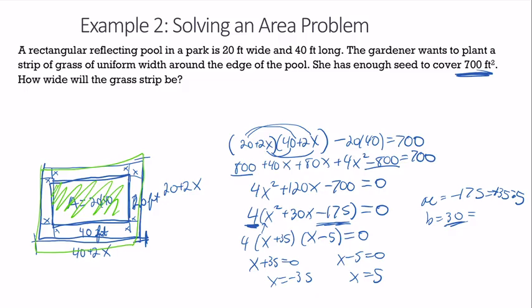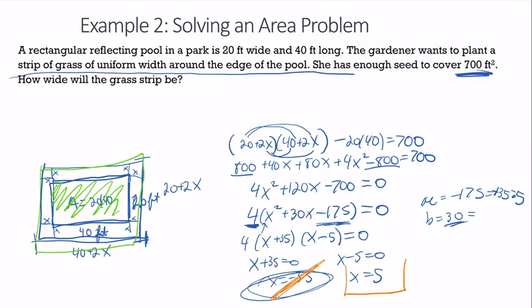Now we're trying to plant a strip of uniform grass, and we need to determine the width. Can I have a negative width? No, that's our extraneous solution. So our real answer is going to be 5. This grass strip will be 5 feet wide.